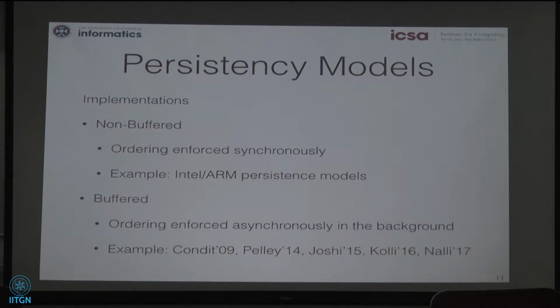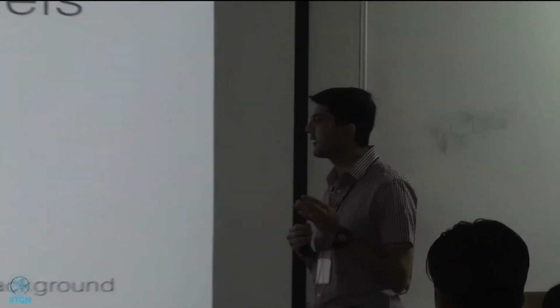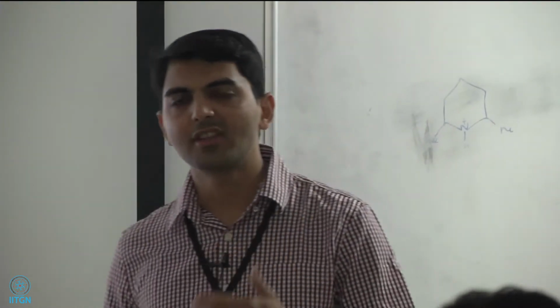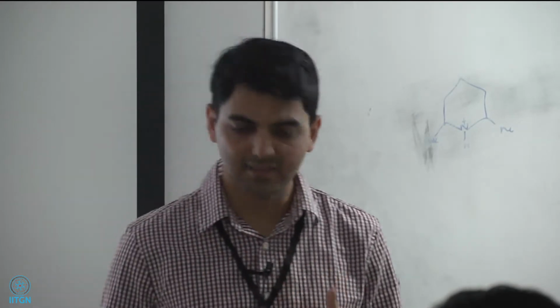Another way of implementing these models is what is known as buffered implementation. In a buffered implementation, the ordering is enforced not synchronously but asynchronously, in the sense that you enable the memory hierarchy in the processor to keep track of relevant order that needs to be enforced and allow it to enforce it in the background. So your program execution can continue executing various epochs that need to be ordered, but they don't wait for each epoch to be flushed to NVM before executing the next epoch.